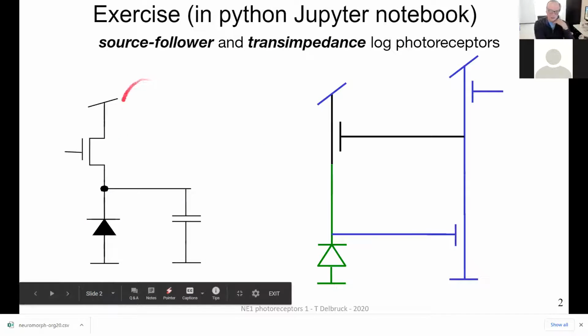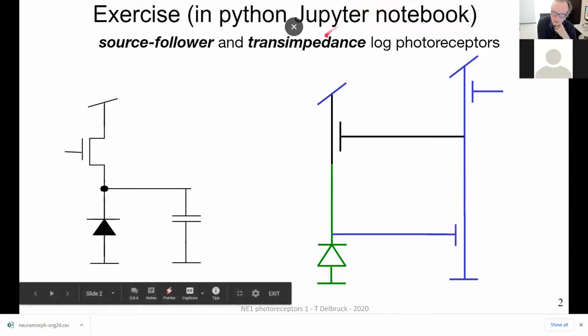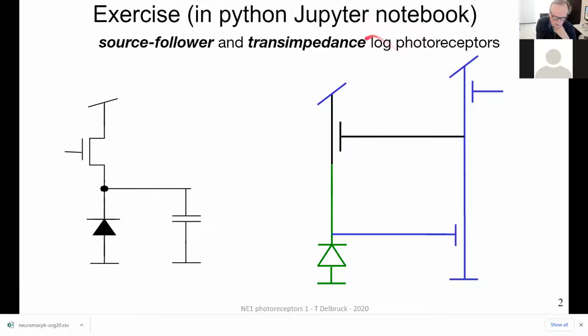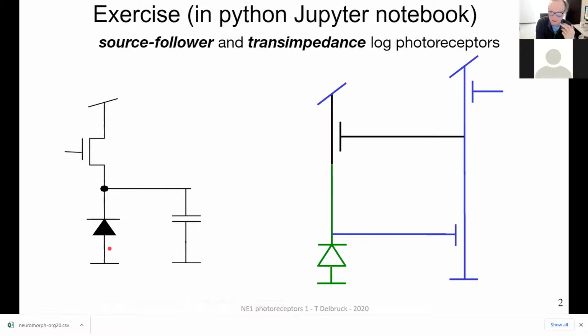Okay, so the exercise you're actually going to do is on these two circuits. One is a source follower photoreceptor, and the other is a transimpedance log photoreceptor. To understand how these work, you have to understand that when you shine light on this photodiode, it creates a current that's basically proportional linearly to the light. If there's no light shining at all, there's going to be some dark current, right? But as long as you have enough light that's a few times the dark current, this current flowing down here acts pretty much like a constant current sink that's proportional to the light intensity.